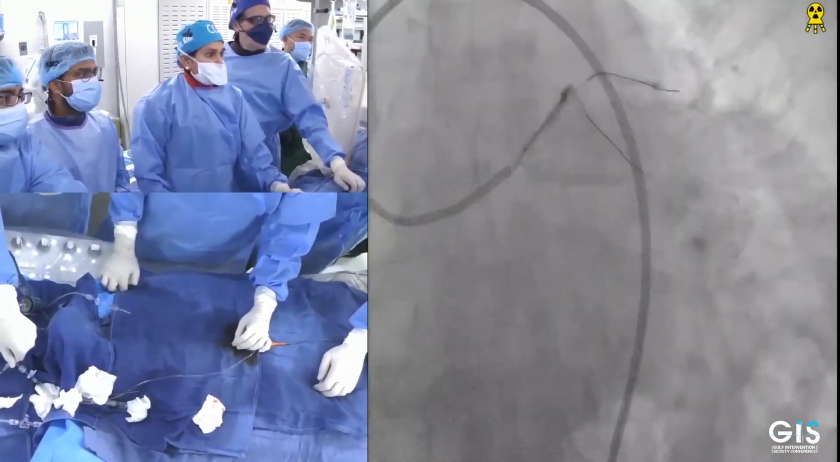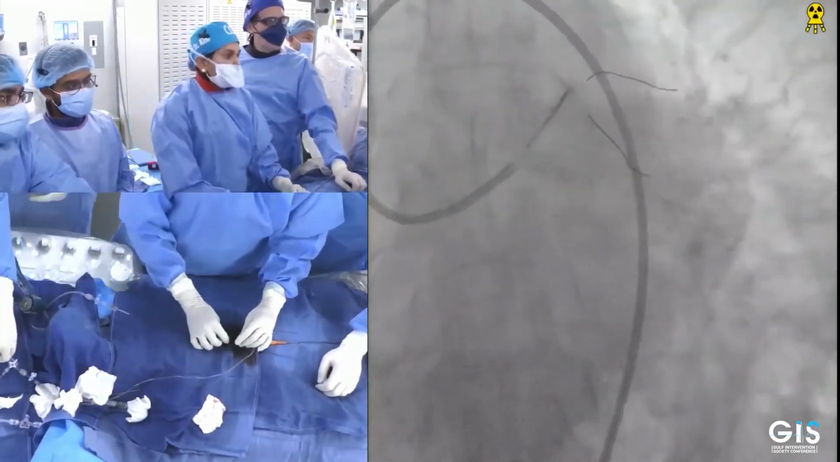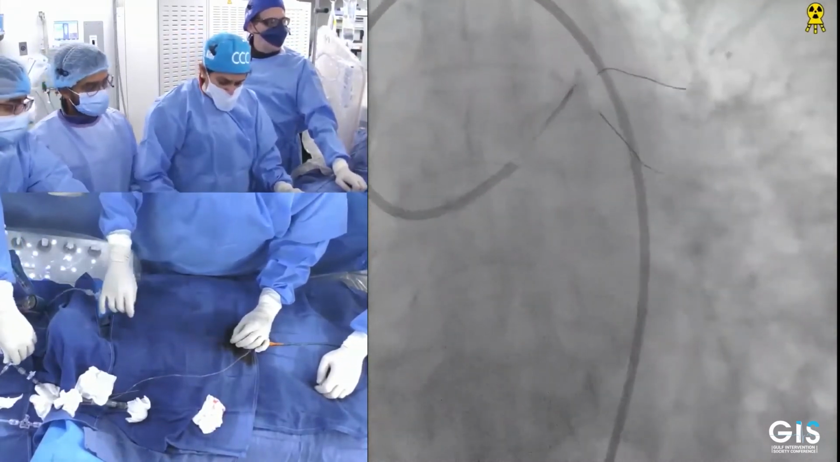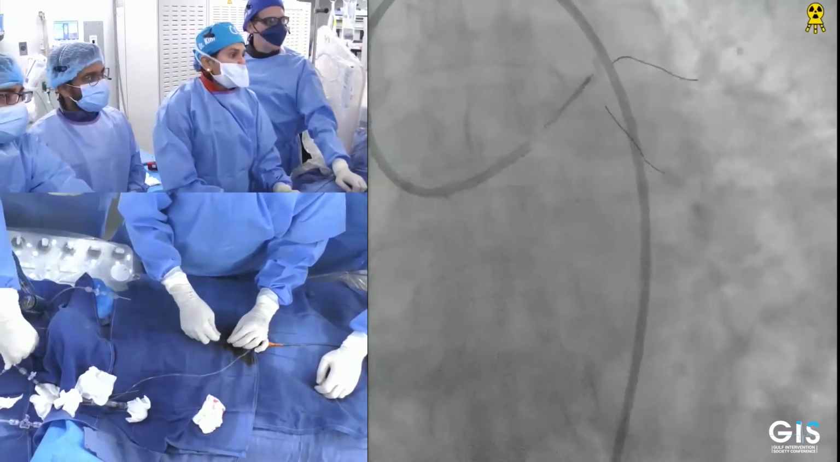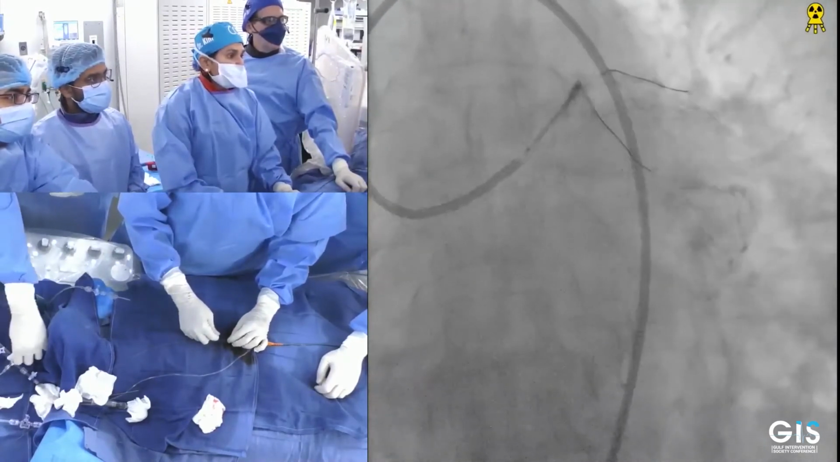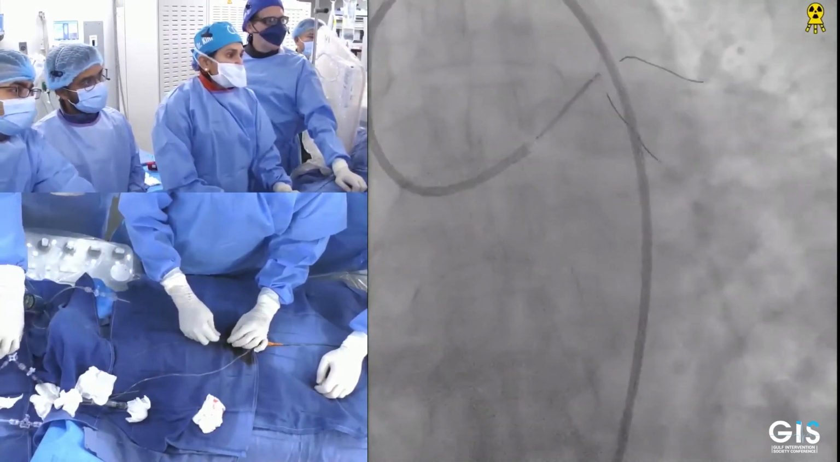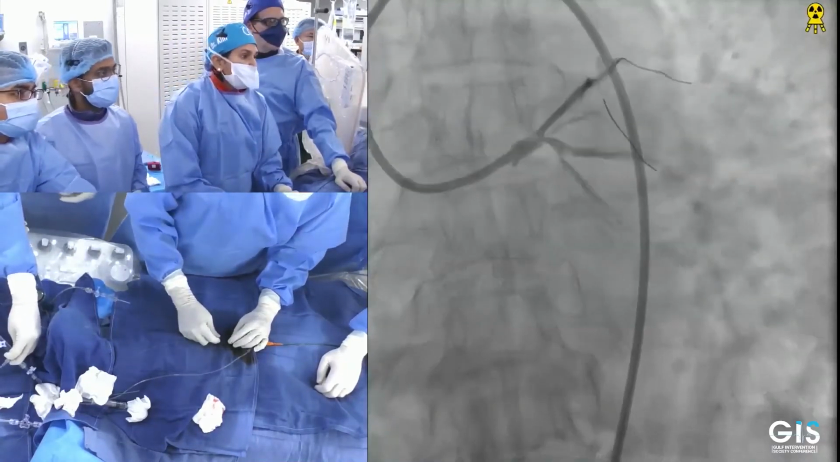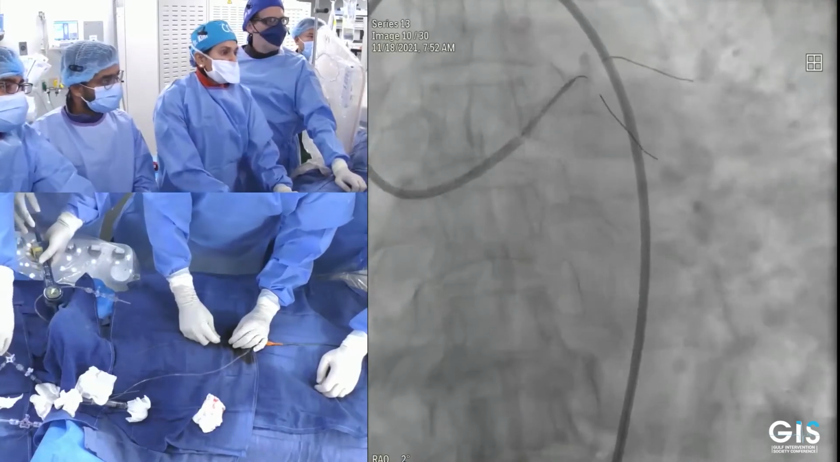So we have to take another view to make sure we're in the proximal LAD, well positioned, and not in the left main. And I think we are. Let us show it to the panel. Looks great. Right there. Okay, ready? Take a picture.